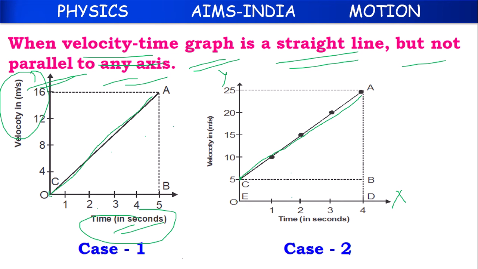When the velocity time graph is not a straight line, then what is the situation? What will be the slope? What will be the area? And what will be the acceleration and displacement? Let's check once.